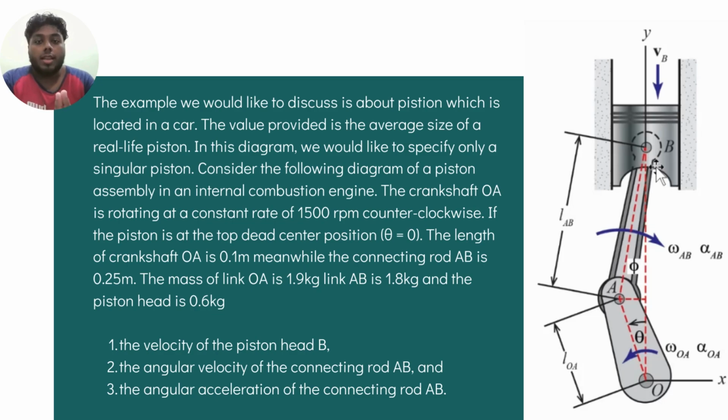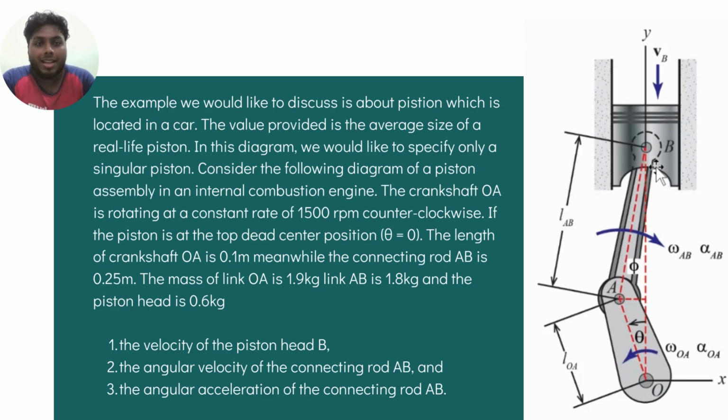So, the example that we use to explain this system, the crank mechanism system. We would like to discuss about the piston in a car. The values provided are the average size of a real life car piston, so the dimensions are based on that. So there are no assumptions with small values which don't make sense. So before that, what is a crank mechanism?